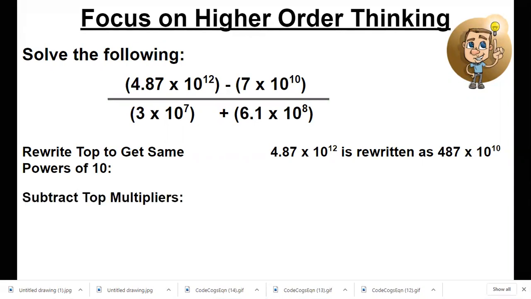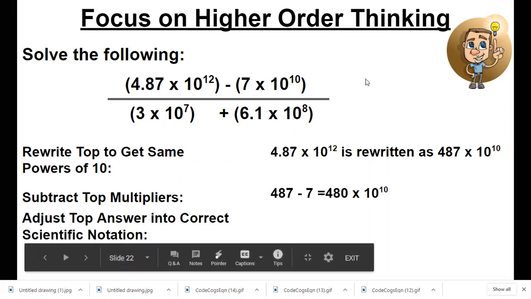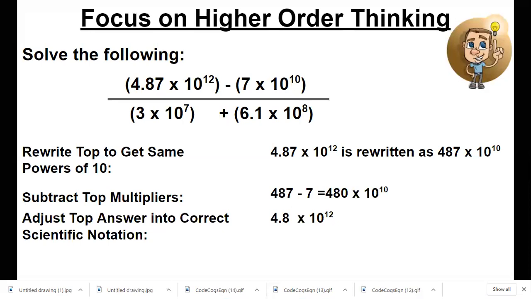Now I can subtract the multipliers on the top, 4.87 and 487. So 487 minus 7 will give me 480 times 10 to the 10th power. So far, so good. All I did was the top. I adjust my answer to be in the correct scientific notation because 480 is well above 9.99. I have to move my decimal 2 to the left to get 4.8 times 10 to the 12th. I increased my power by 2 because I moved 2 to the left. That's my top number now. I've solved the top part.